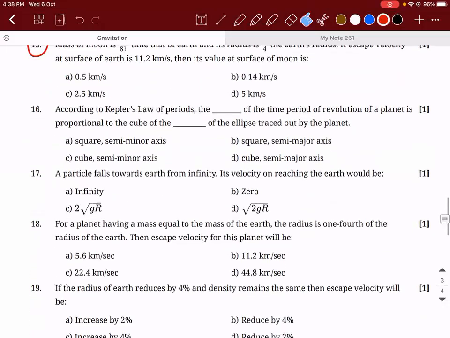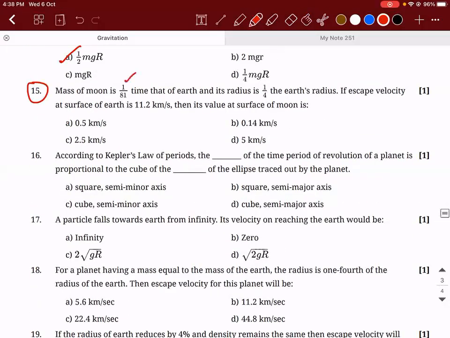Mass of the moon is 1 by 81 times the mass of Earth, and its radius is 1/4 of the Earth's radius. If escape velocity at the surface... Sorry? Of Earth, tell me. Did you answer Raghav's question? Yeah, I did. Can you repeat again? I didn't hear. I told it becomes less negative. You asked me this thing, no? Yes, sir, that's the thing I answered. Okay, sir.